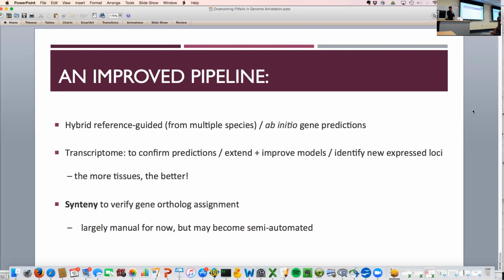And then finally, you're going to do the manual annotation. You're going to help out with this effort, and you're going to use synteny, this local gene order, to verify what your genes are. Using synteny is largely manual for now, but I'm developing some algorithms. Other people are looking into ways that we can make this more automated, so that hopefully we can get away with doing a little less of this deeply manual effort. That's it.